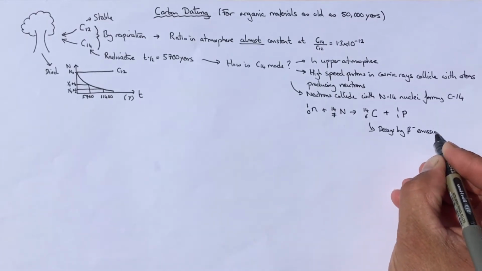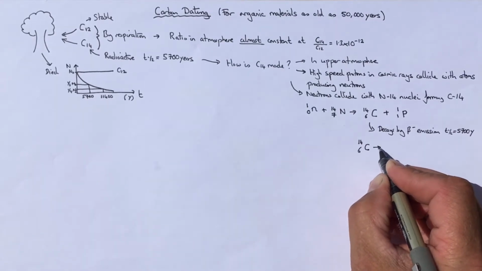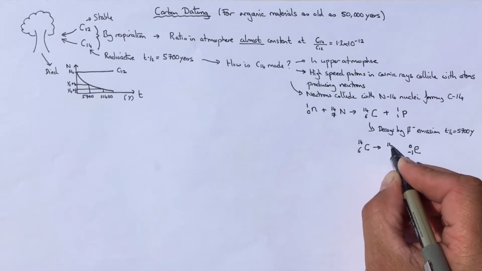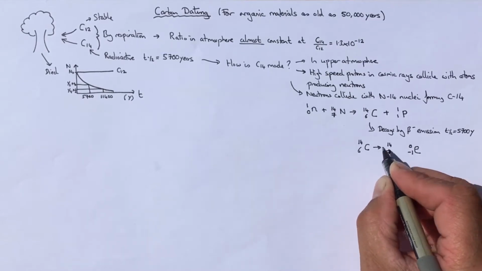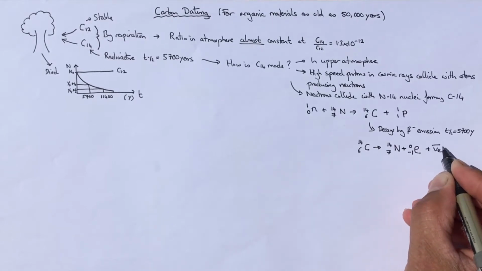Carbon-14 decays by beta emission. Writing the carbon first and then the beta particle as 0 minus 1 e gives us nitrogen as the product, and of course we need an anti-lepton neutrino to balance the lepton number.